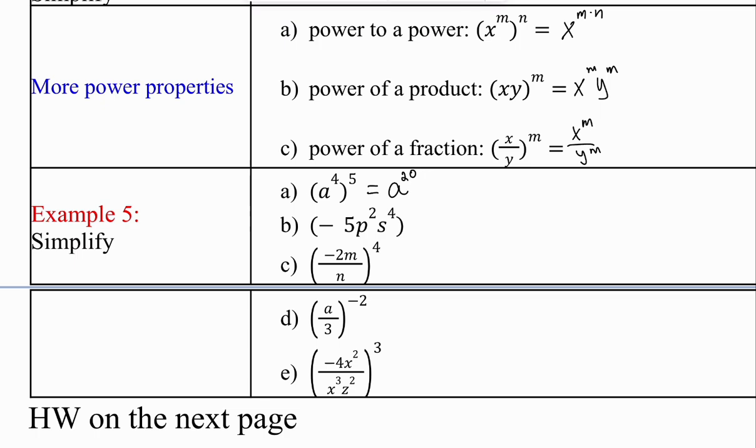We don't have a power here, so let's make a power there, 2. Put a power of 2, please, on the outside. Now, that 2 on the outside affects all of the things on the inside. We're going to square a negative 5. We're going to square the p squared, which doubles its power. We're going to square the s to the 4th, which doubles its power.